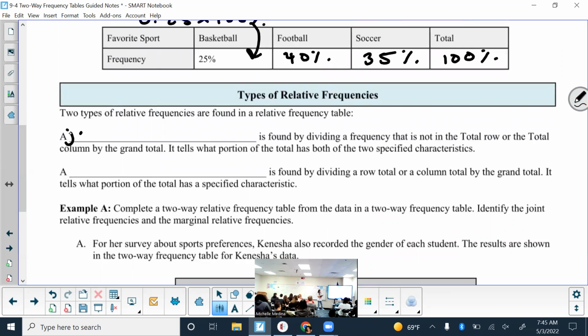So a joint relative frequency is found by dividing a frequency that is not in the total row or the total column by the grand total. It tells what portion of the total has both of the 2 specified characteristics. I'm just going to underline that part.